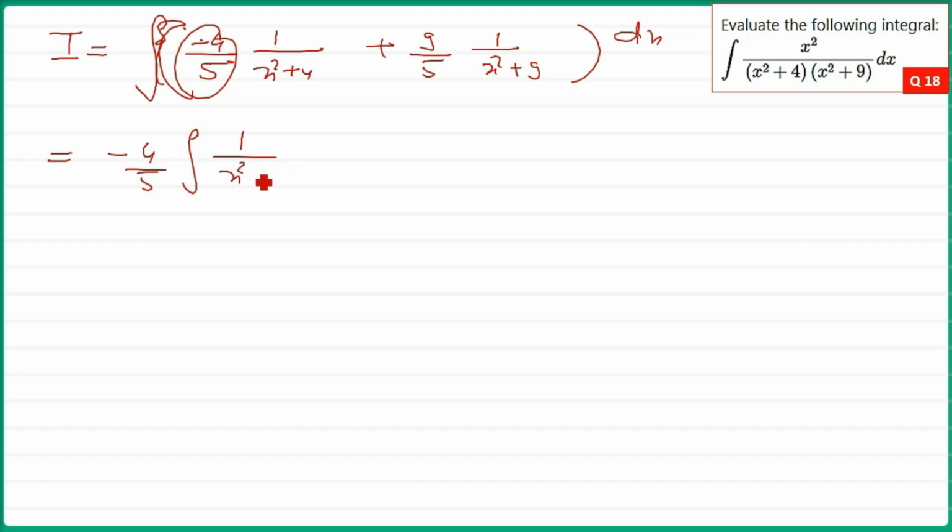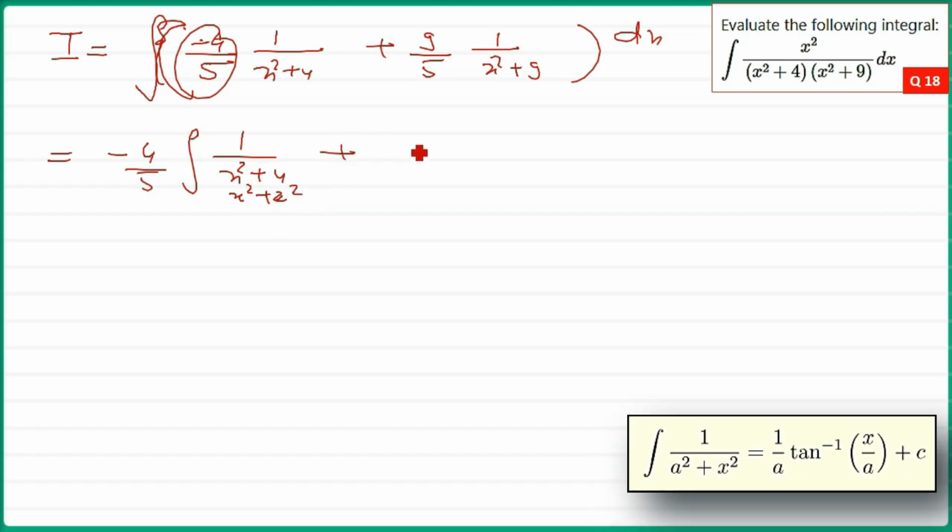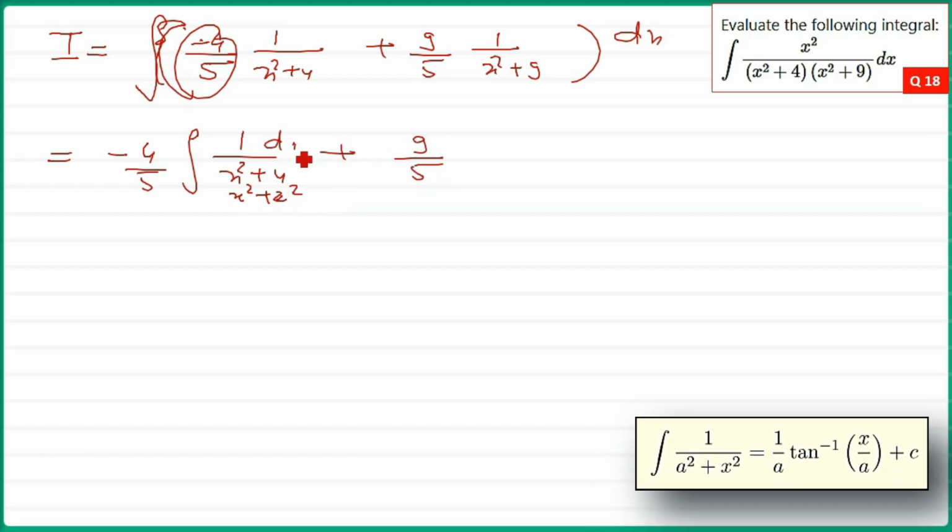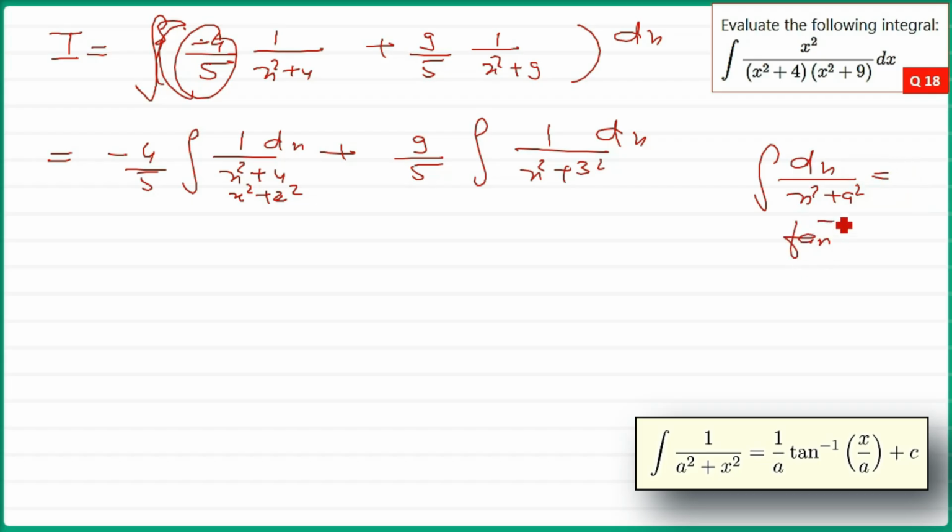Negative 4 by 5 integration of x square plus 4 is our first term. So x square plus 2 square you can write. A square plus x square, or x square plus a square. We'll write the direct formula, which is tan inverse x by a. I'll just show you. 9 by 5 integration of 1 by x square plus 3 square. So integration of dx divided by x square plus a square is 1 by a tan inverse x by a. Alright, the formula is 1 by a tan inverse x by a, remember.